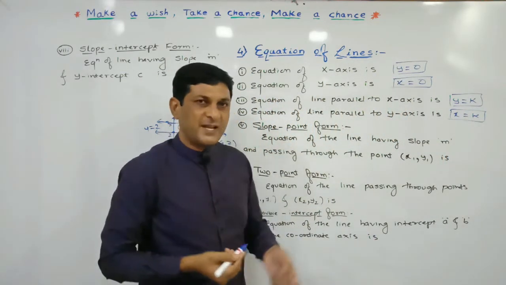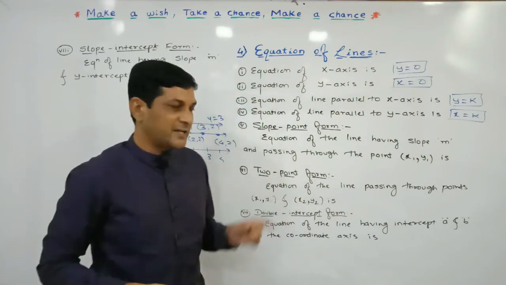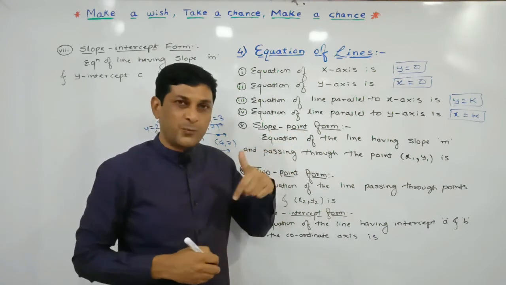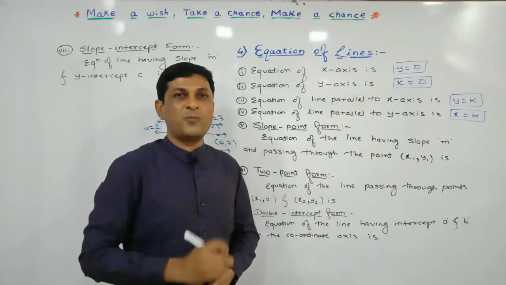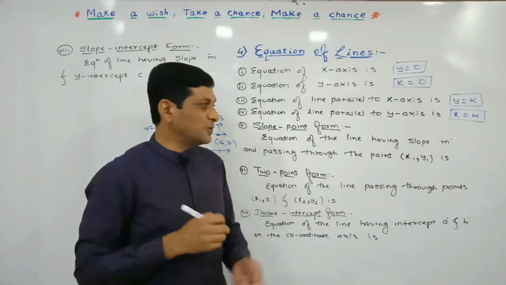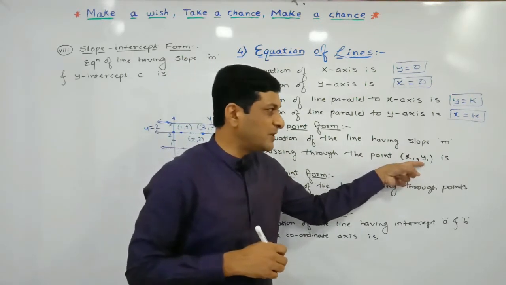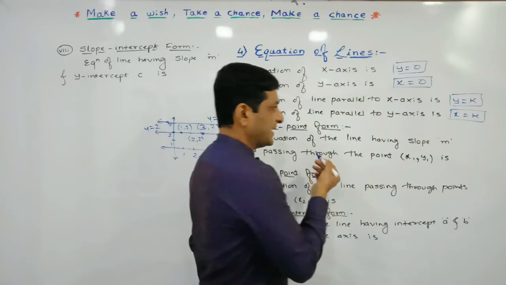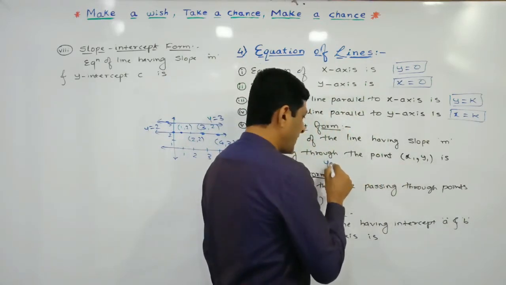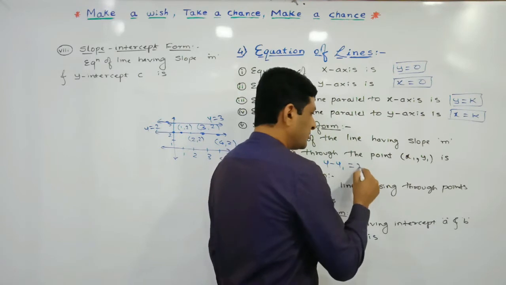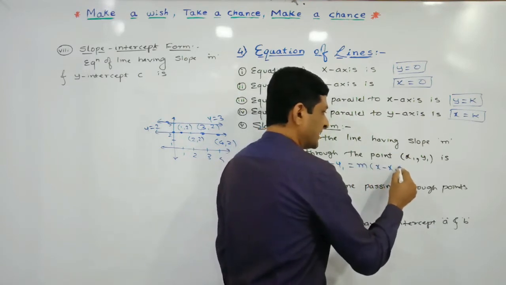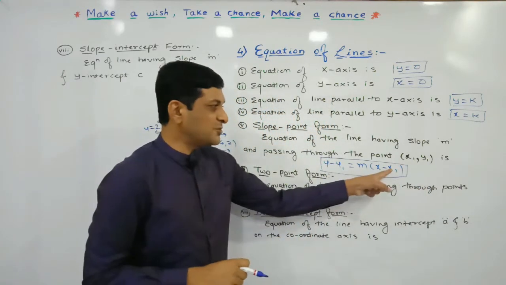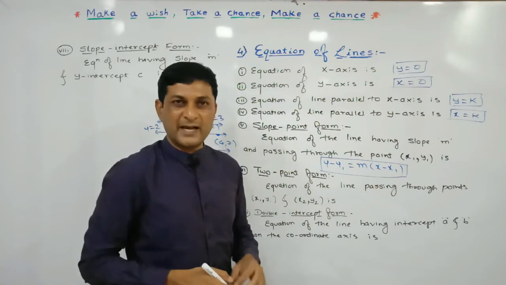Now slope point form, the name itself indicates slope and point. Slope we are denoting by what? M. If the slope is given and one point on the line is given, means the coordinate of a point on the line is given to us, let us denote the coordinate of a point on the line by x1, y1, and slope by m. If these two values are given to us, then the equation of that line can be found by applying the formula y minus y1 is equal to m into x minus x1. So this is the formula to find the equation of a line if slope m is given and x1, y1, the coordinate of one point on the line, is given to us.